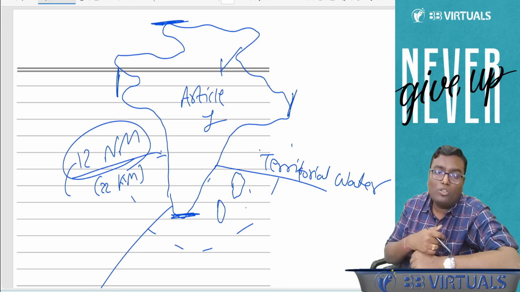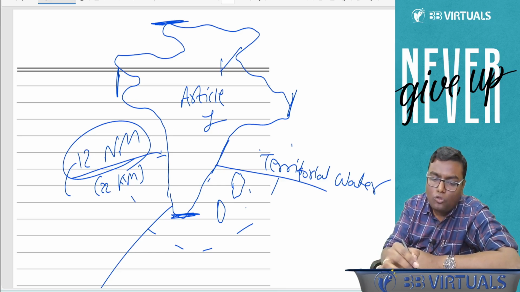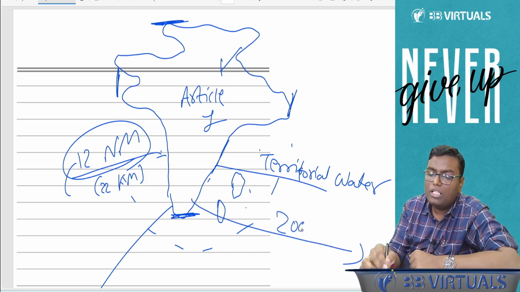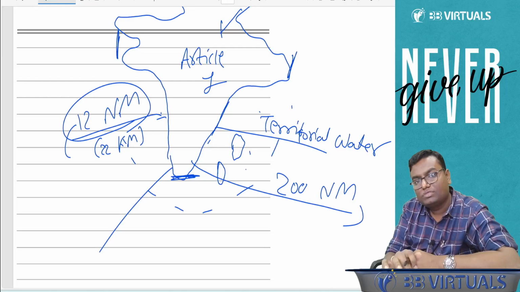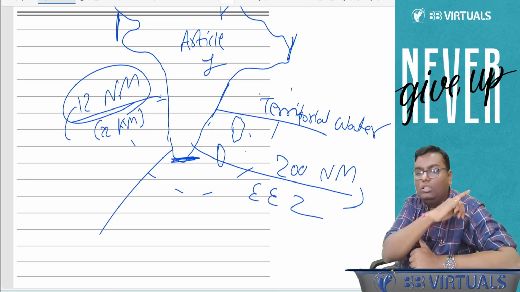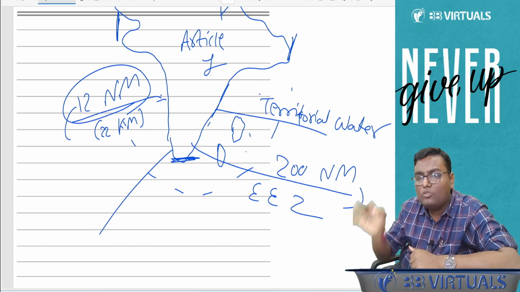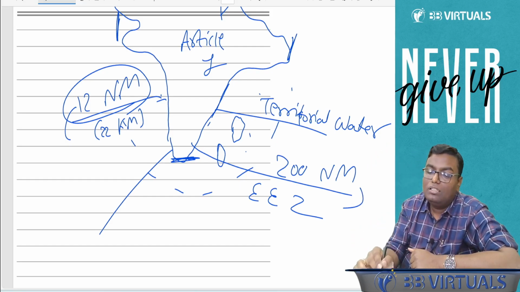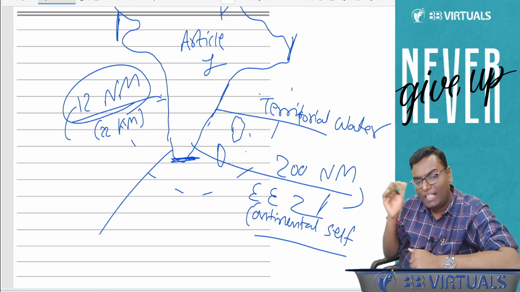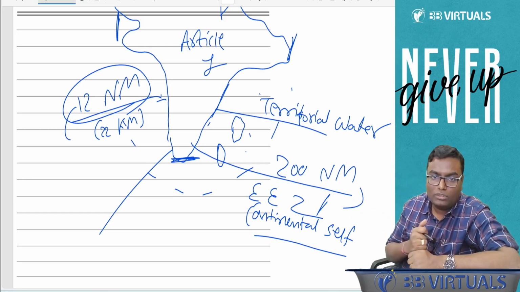There is a second limit also. From this baseline, from this seashore, up to 200 nautical miles. Now this particular border is called the exclusive economic zone. What is it called? Exclusive economic zone. The second name is continental shelf. Continental shelf or exclusive economic zone.